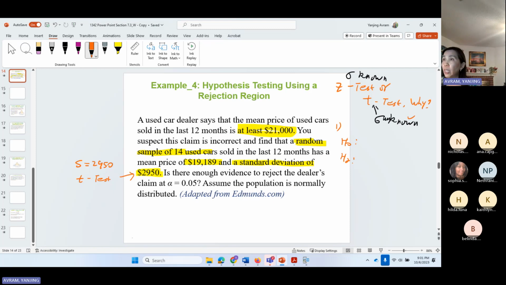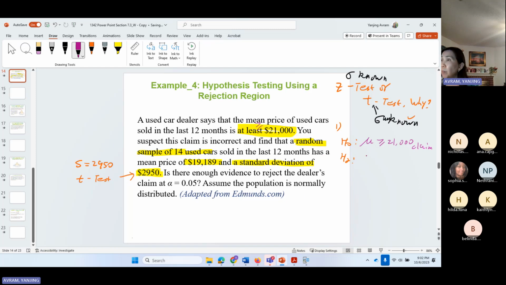Okay, so what does "at least" mean? The used car dealer said the mean price for a used car sold in the last 12 months is at least $21,000. That means greater than or equal to. Since this one has an equal sign, you go to the null: mu is greater than or equal to 21,000. This is also the claim, or the statement, from the question.